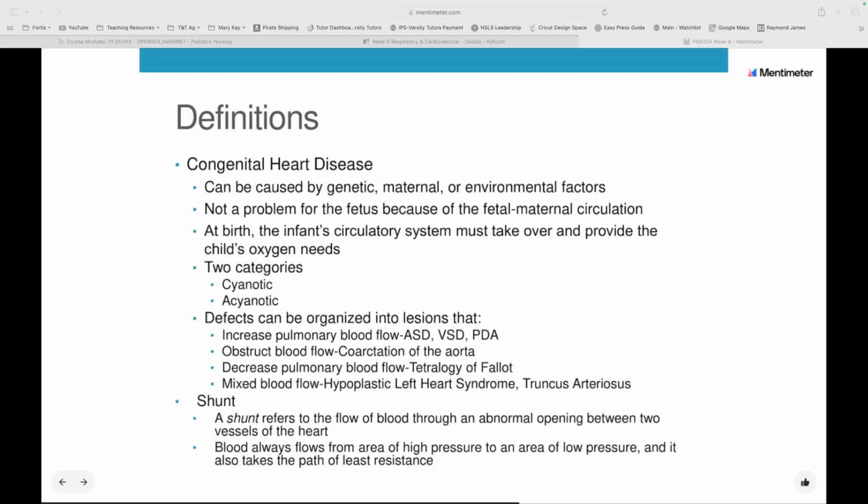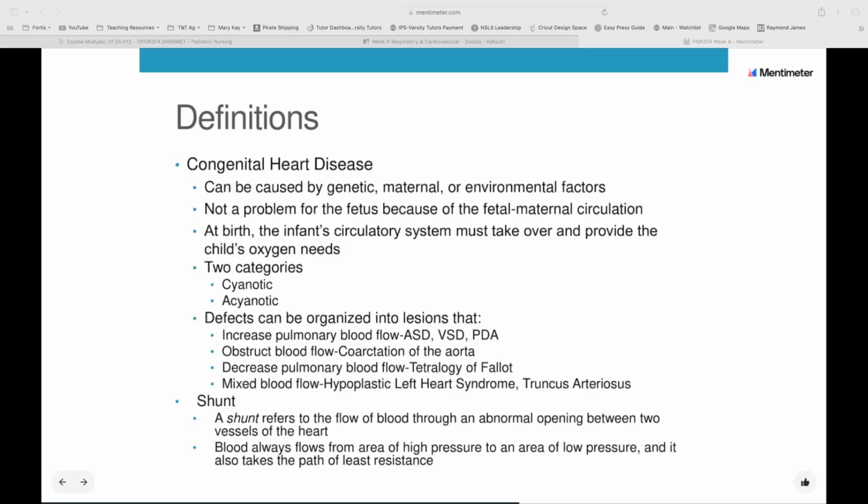We also have different types of lesions. So some make more blood go to our lungs, like ASDs, VSDs, and PDAs. Some of them are an obstruction. So we've got a narrowing or a kink that's preventing blood flow. That's going to be our coarctation. And then disorders that keep blood from going to the lungs, that's going to be our tetralogy of Fallot.